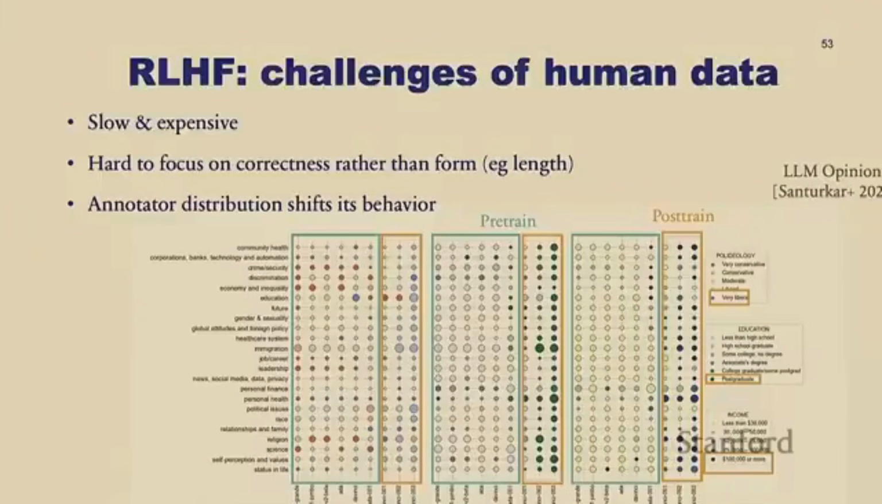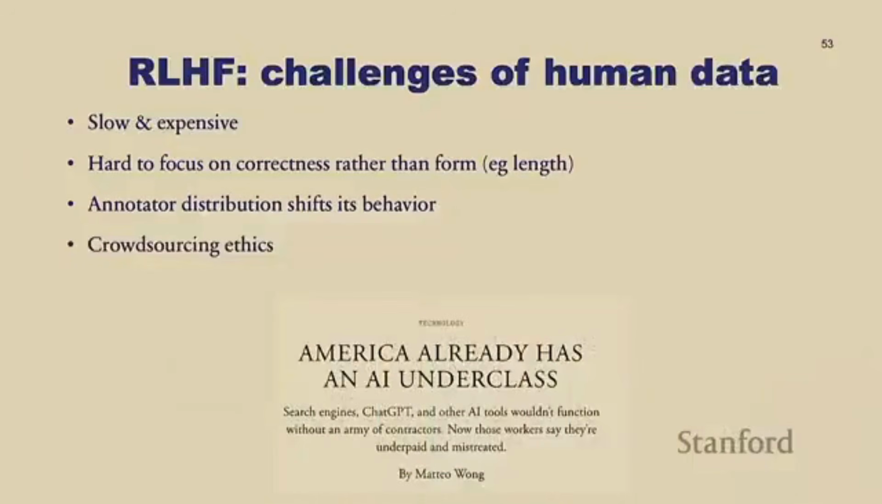Annotator distribution shift: the distribution of annotators that you use matters a lot. And you have to think about what humans we even want to represent in these models. Another question is crowdsourcing ethics. A lot of the labeling that is done, the people who do it are not paid well, and they have to go through a lot of toxic data, because you basically want the model to avoid saying toxic things. So crowdsourcing ethics too. There are so many challenges with human data.